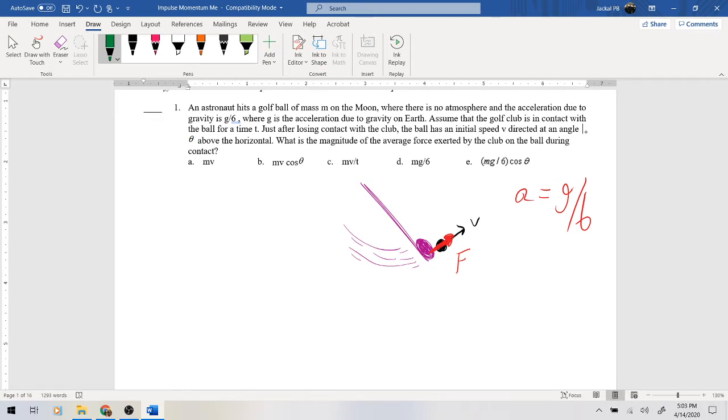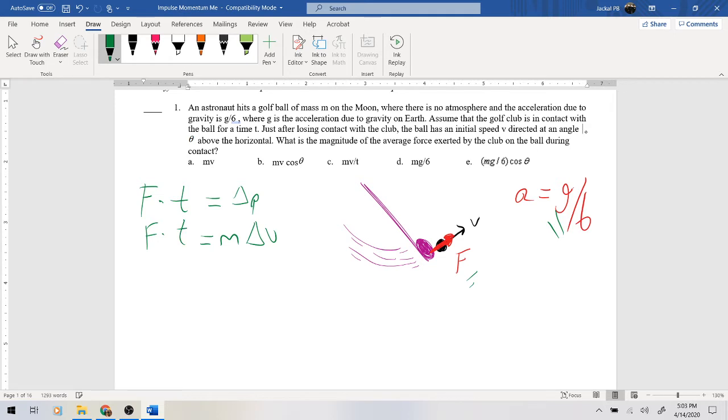So first question, you're basically on the moon and the acceleration is 1/6 of what it is on Earth. You apply some force for a time of t. Once you think about force and time together, then we need to directly think about change in momentum. And change in momentum is basically mass times change in velocity.